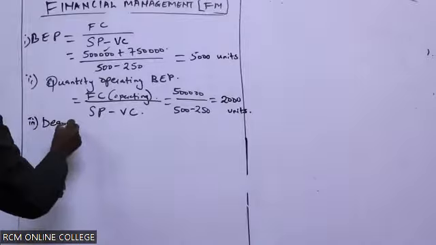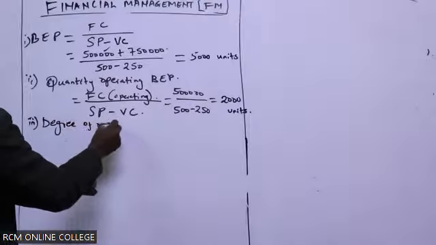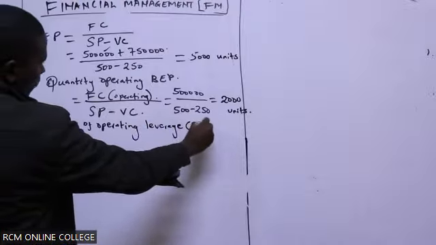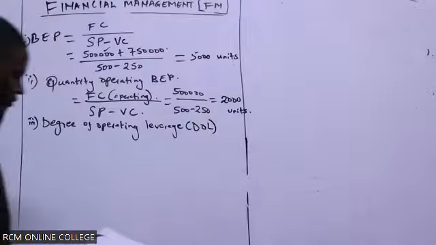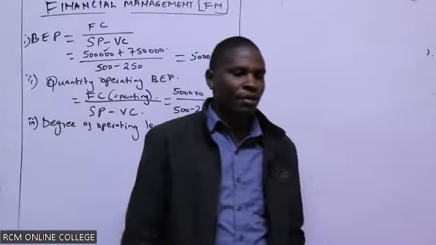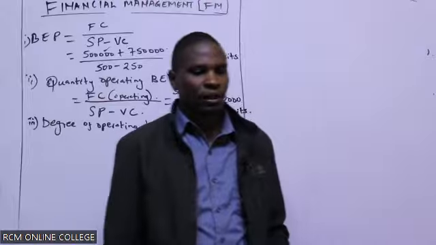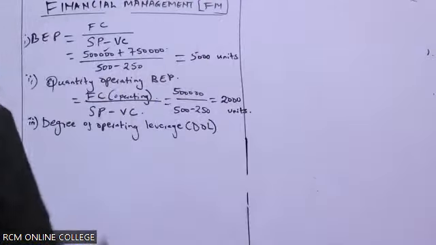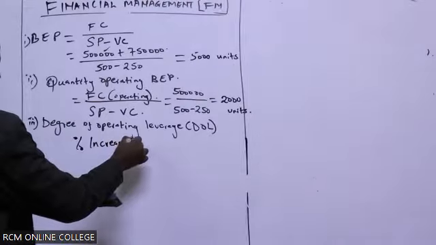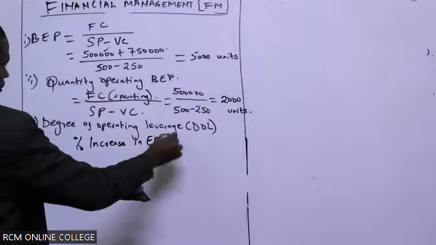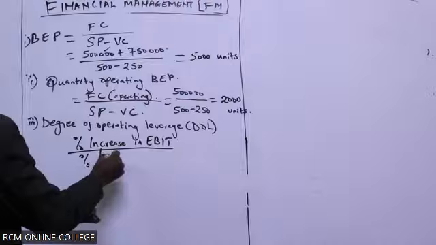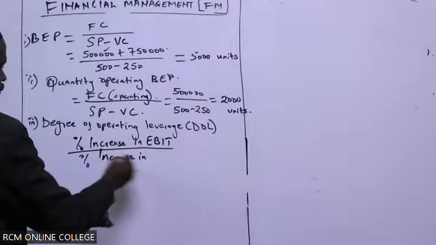Degree of operating leverage. A percentage change, tulisema, can be given by the percentage change or percentage increase in EBIT, divided by percentage change, percentage increase in sales. Ni change in sales.